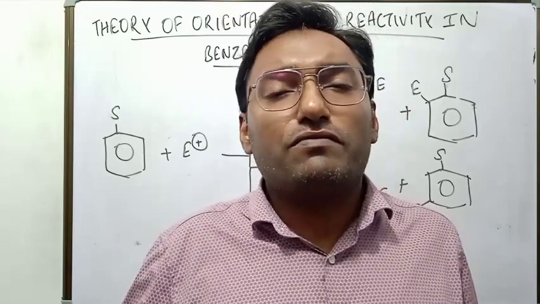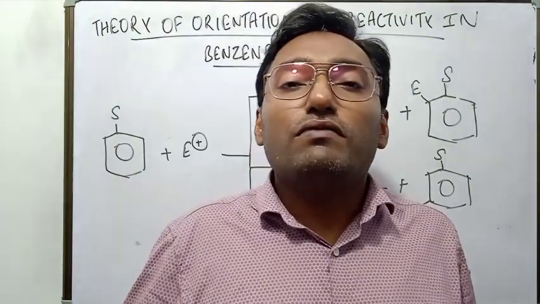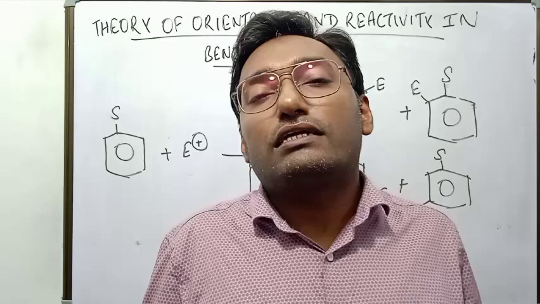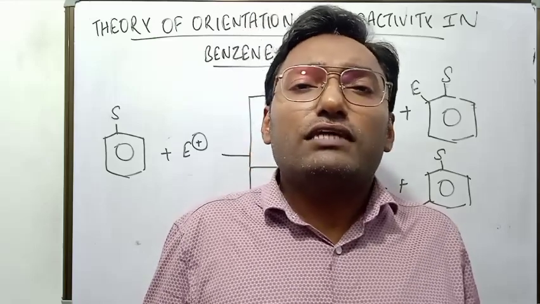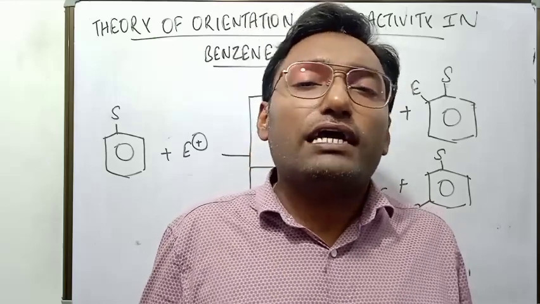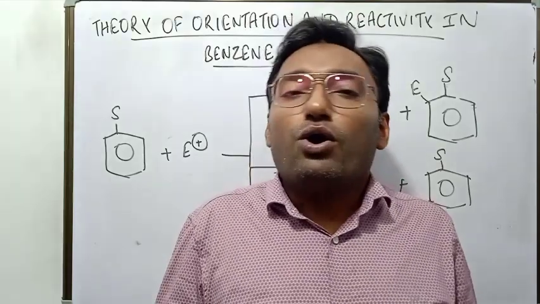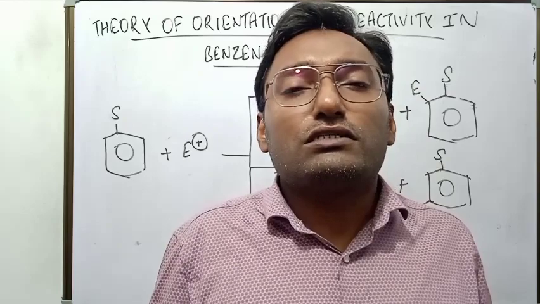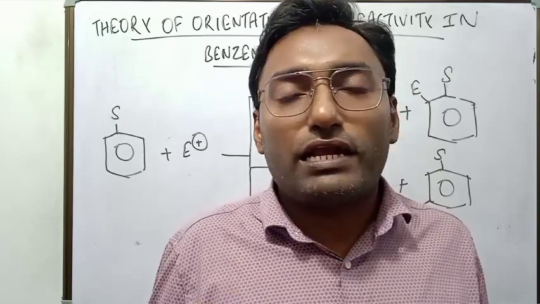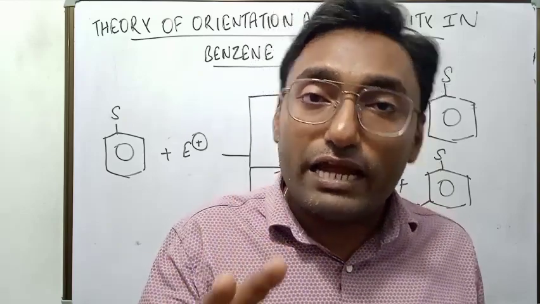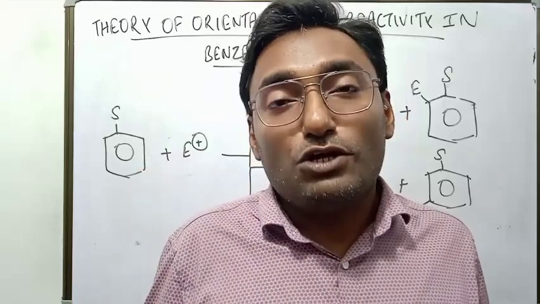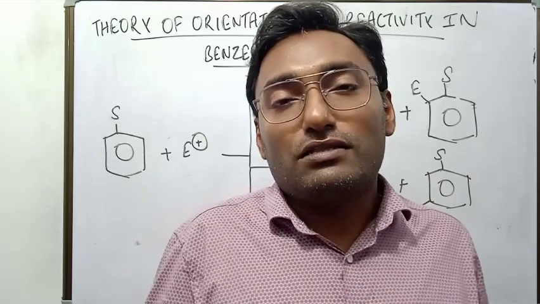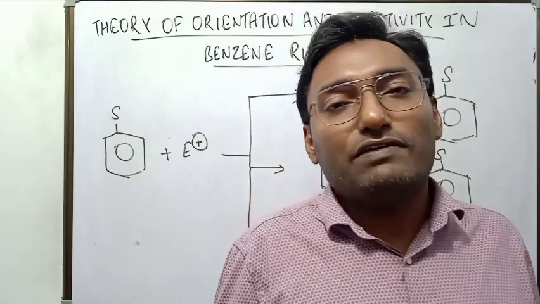In part 2, we will see why electron donating groups act as ortho-para directors and ring activators, and why electron withdrawing groups act as meta directors or ring deactivators. In this part, we will just focus our attention on what ortho-para directors, ring activators and ring deactivators are. So without wasting much time, let us start the theory of orientation and reactivity of the benzene ring.